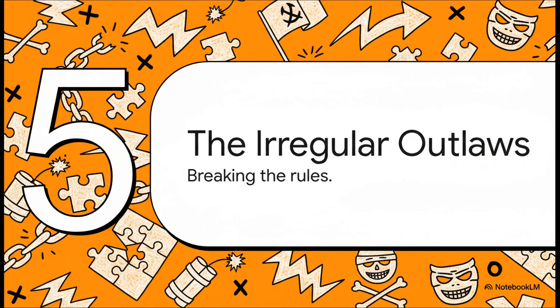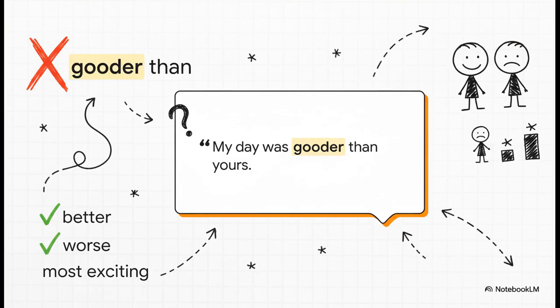All right, now for my favorite part of English, the rule breakers. Let's talk about the irregular outlaws. These are the words that just completely ignore all the nice patterns we just laid out. Right? You have never in your life heard someone say their day was gooder than yours. It's like an alarm bell goes off in your head. It's an instant giveaway that something is not right. And that's because these words play by their own special rules.